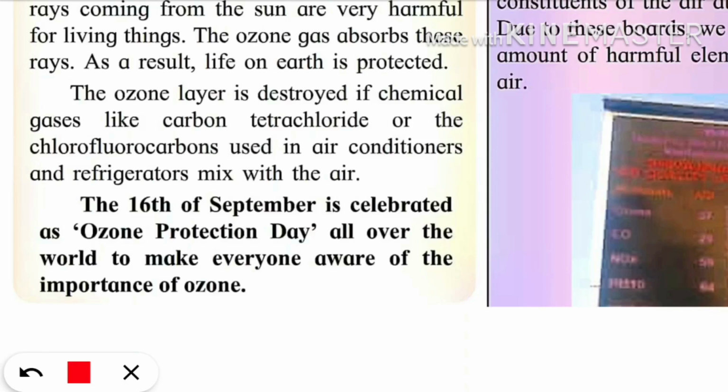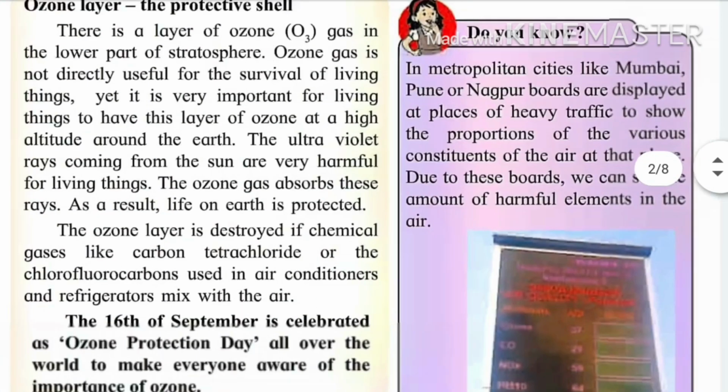Ozone is O3 gas. It is very important that ozone should be present at the higher level of altitude. Now, just remember this date, 16th of September. 16th of September is celebrated as Ozone Protection Day. You all should remind me, ma'am, today is 16th September and today is Ozone Protection Day in the month of September. Now, we should all know the importance of the ozone layer. Ozone absorbs all the harmful rays coming from the sun.